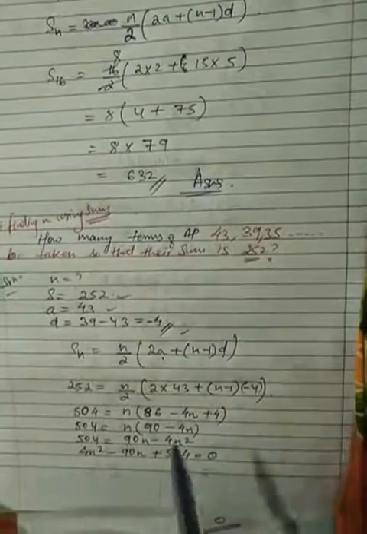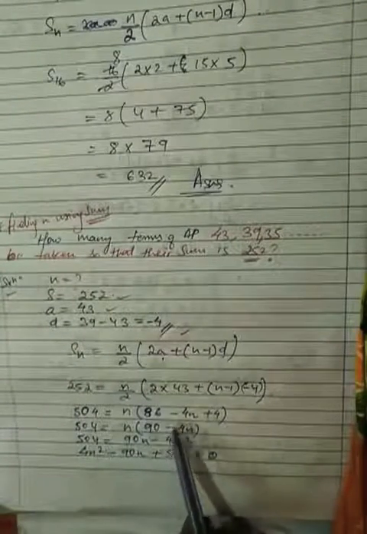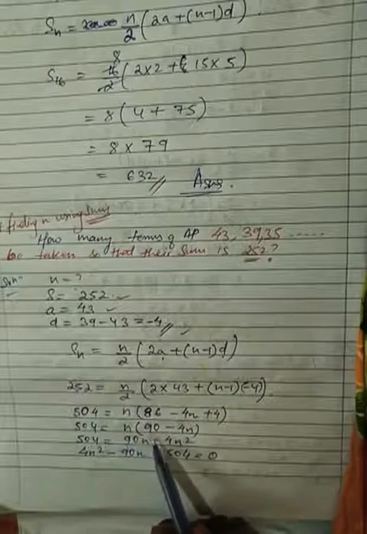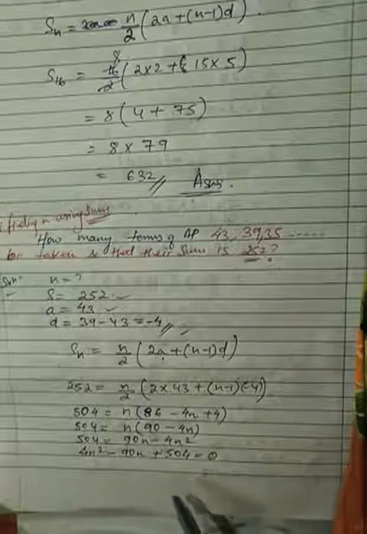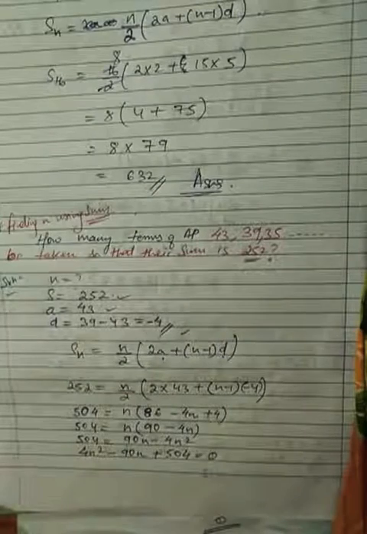So we just open the bracket. Okay, 2 has shifted here. 504 equals n into, this will give 86 minus 4n minus plus 4. Clear? So n into 90 minus 4n, so it will be 90n minus 4n square. So it will give you the equation 4n square minus 90n plus 504 we are getting. Clear?